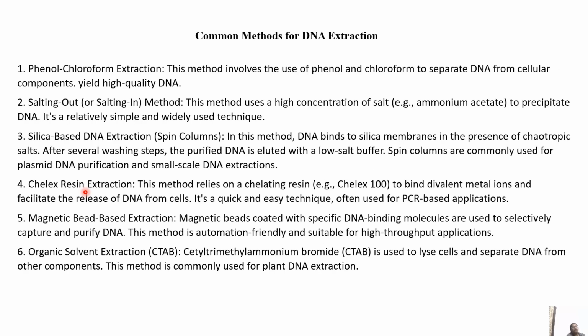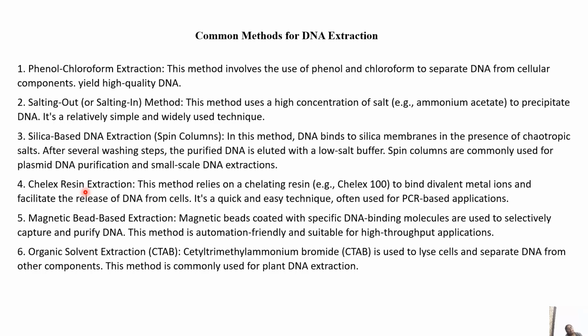So what are the common methods for DNA extraction? One of them is phenol chloroform extraction. This method involves the use of phenol and chloroform to separate DNA from cellular components. It yields high quality DNA. Or people do salting out methods. This method uses a high concentration of salt like ammonium acetate to precipitate DNA. It's a relatively simple and widely used technique.